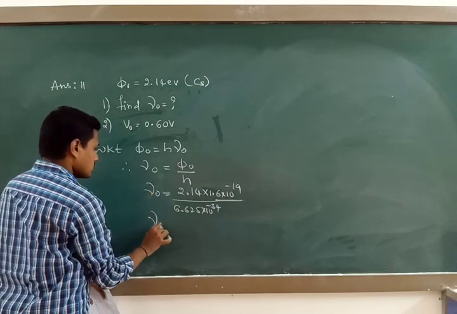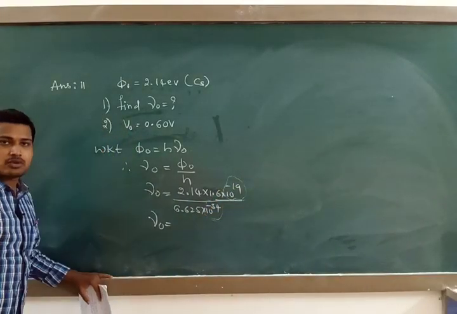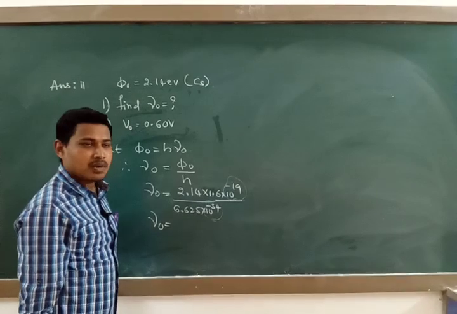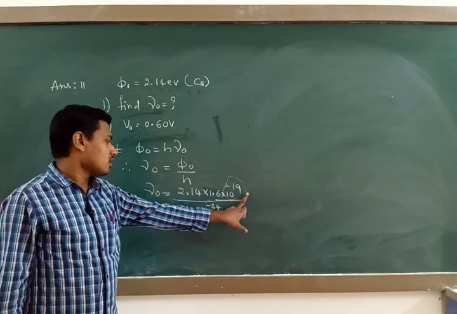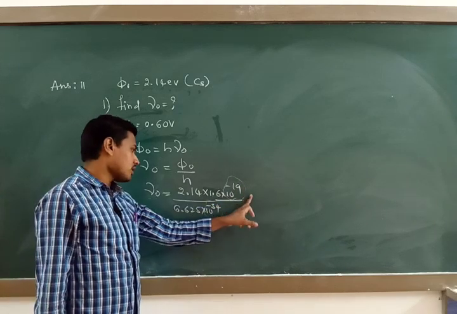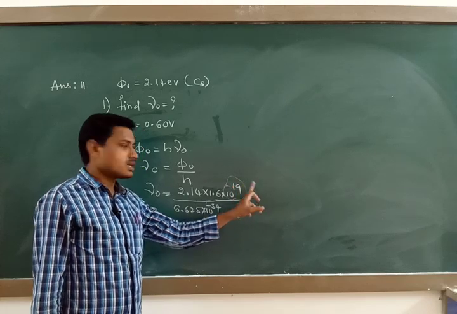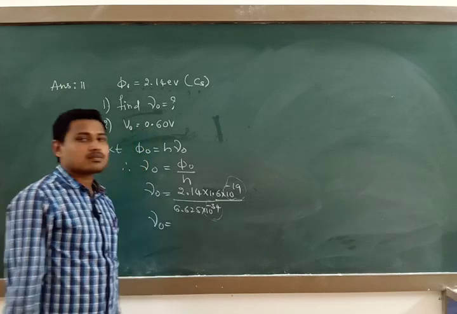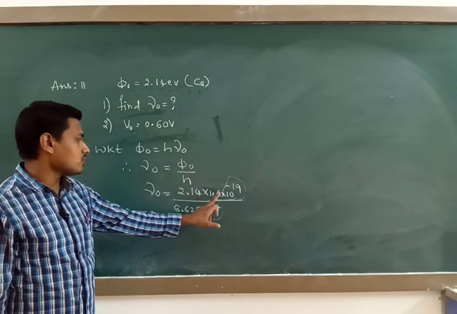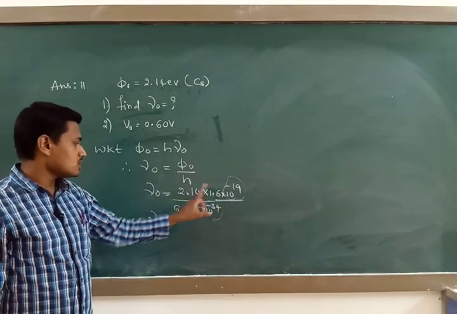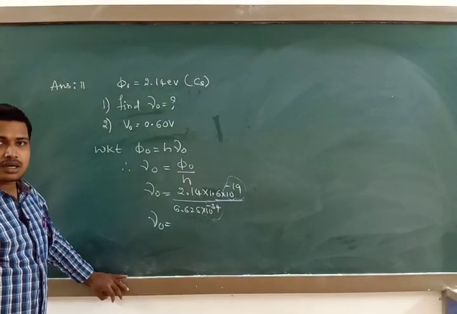Now nu naught is equal to, first you simplify the powers here. Minus 34, if you take it to the numerator it becomes plus 34, minus 19 plus 34. So what is that, minus 19 plus 34? And 2.14 into 1.6, just if you multiply these two values and divide with 6.625, then you can go through there. Are you getting it here?